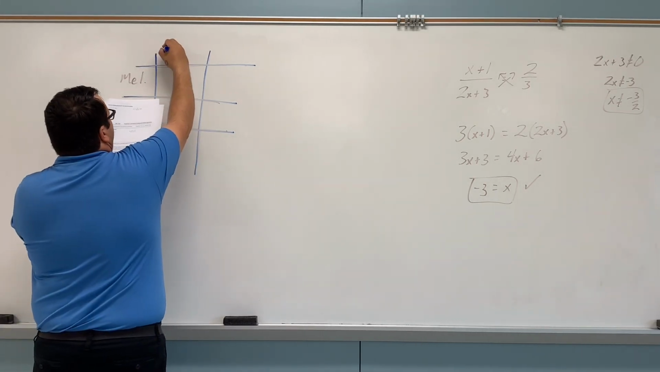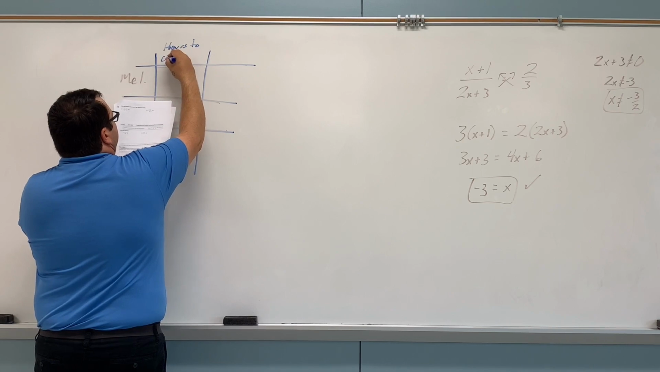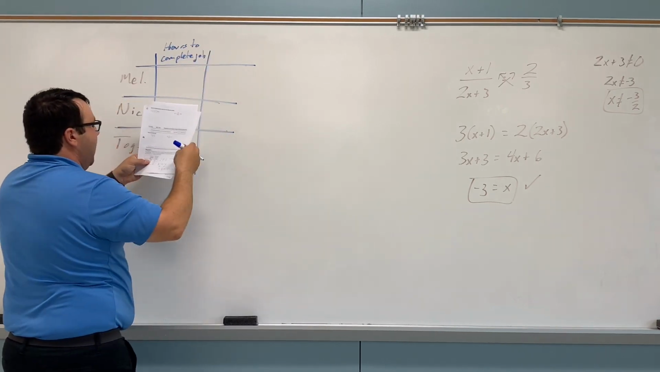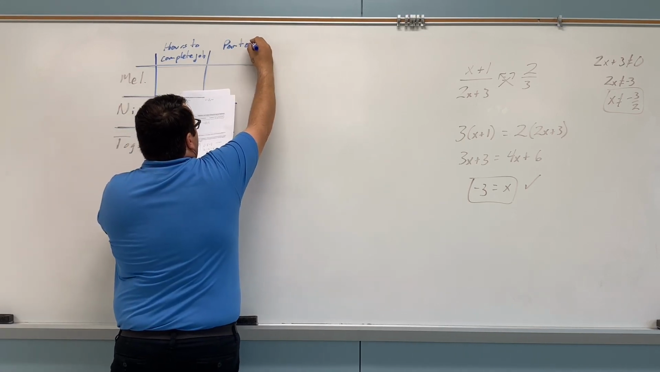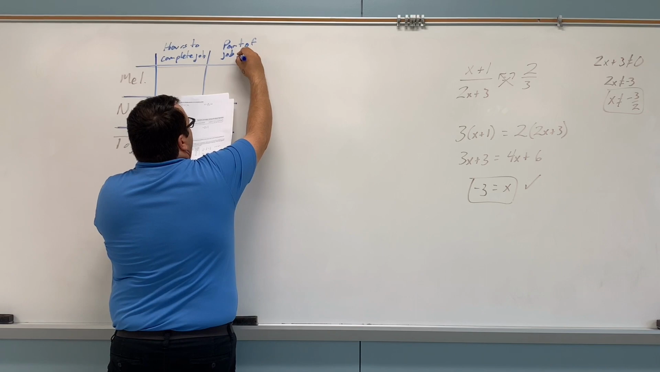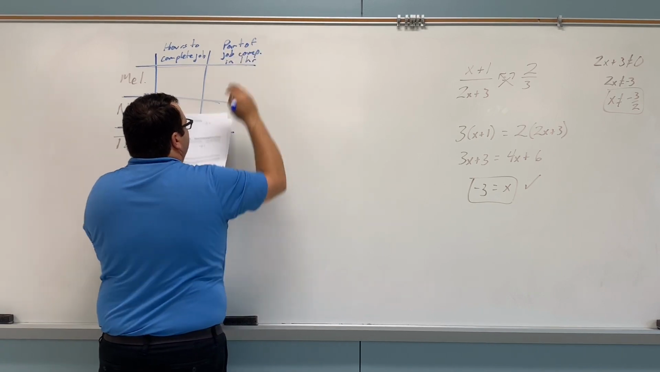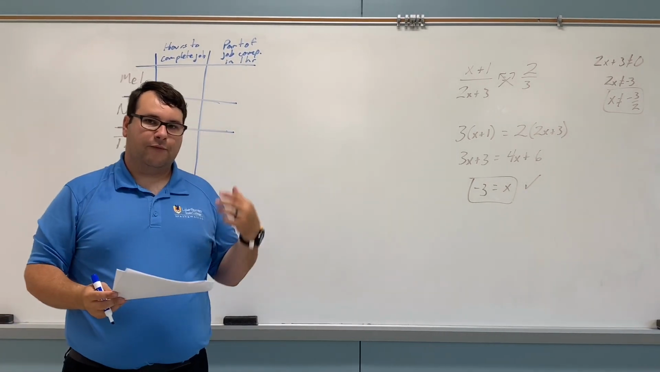Within your table, you have hours to complete the job, and then you have part of job completed in 1 hour. Okay. So let's go back through our problem and start filling in our chart.